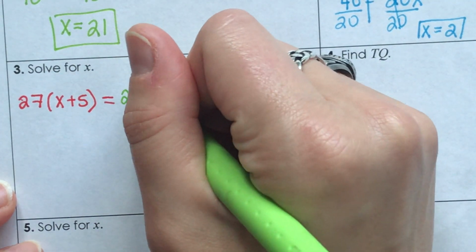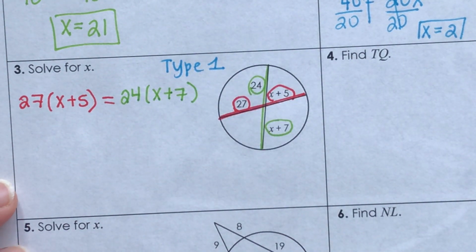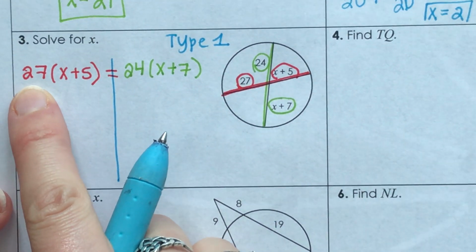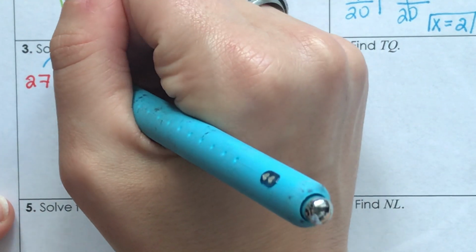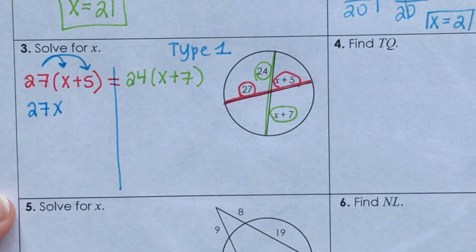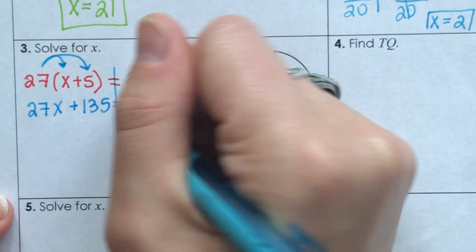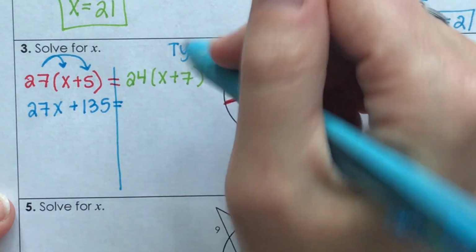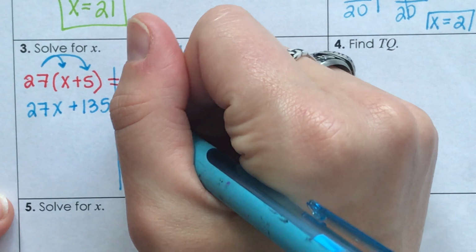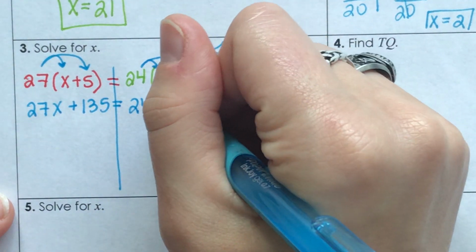So I'm going to multiply 24 times x plus 7. And this is now just an algebra problem. So the first thing I'm going to do is distribute the 27. So 27 times x is 27x. 27 times 5 is 135. Now I'm going to do the same thing on the right. I'm going to distribute my 24. So 24 times x is 24x. 24 times 7 is 168.